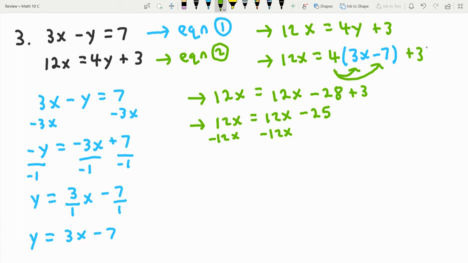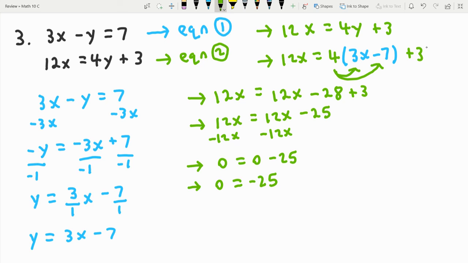But then once I do that, you realize something. 12x minus 12x is 0, and 12x minus 12x is 0 on the right-hand side as well. So I have 0 equals 0 minus 25. So what I'm actually left with is 0 equals negative 25. Now this actually doesn't make any sense because 0 can't equal negative 25. In fact, 0 can't equal any constant other than itself, which is 0. Like 0 equals 0 makes sense, but 0 equals any other constant doesn't make any sense. So 0 cannot equal negative 25.